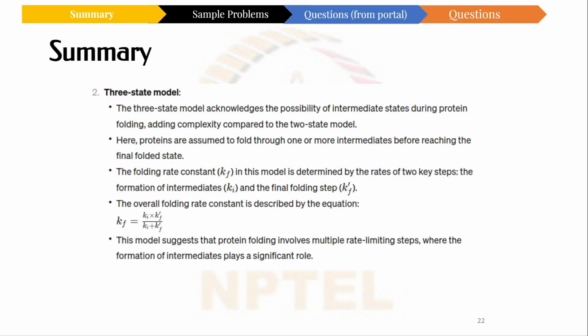Experimental techniques such as kinetic measurements, stopped flow spectroscopy, and NMR spectroscopy are used to determine the folding rate constants and understand the folding pathways of proteins. These models provide simplified descriptions of protein folding kinetics but may not fully capture the complexity of folding in all proteins. For more complicated folding scenarios, like those involving multiple intermediate states or non-equilibrium processes, more sophisticated models may be required, which is a subject of current research.